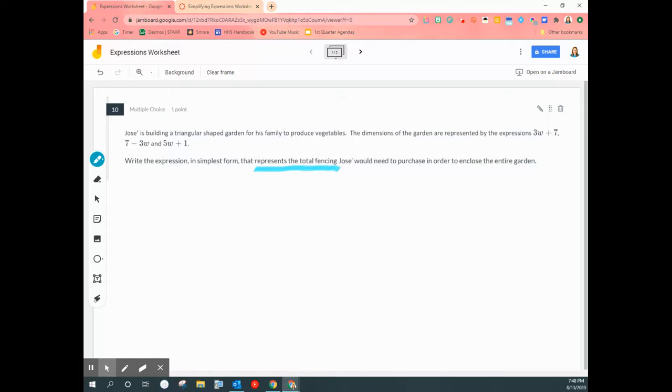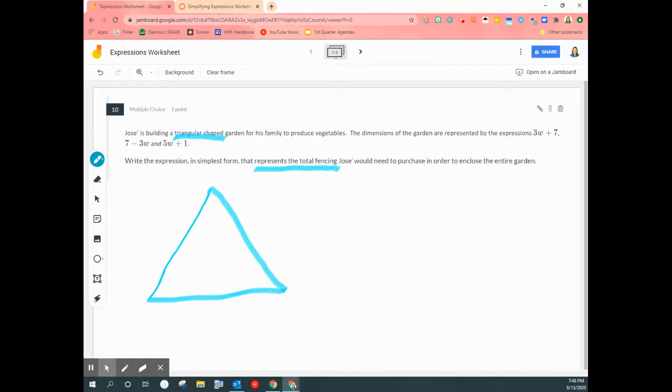And not only that, now let's look for some important information. They told me what shape. It's triangular shaped. So anytime you're reading a word problem and they tell you that something is shaped a certain way, draw a picture of that shape. That's the number one thing you need to do. Draw a picture. It's going to help you so much.